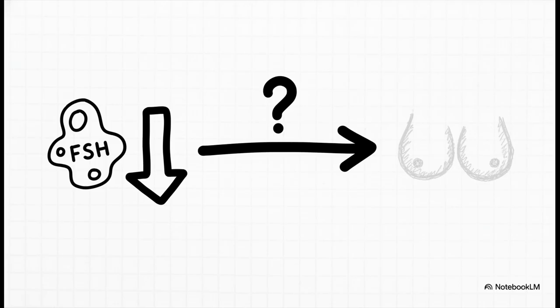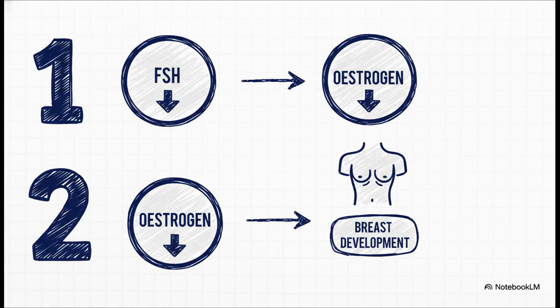Now, that word explain is a clue. It means we need to build a logical chain that connects a cause to an effect. So the question is, why would a lack of FSH lead to underdeveloped breasts? And here is the perfect 2-mark answer.